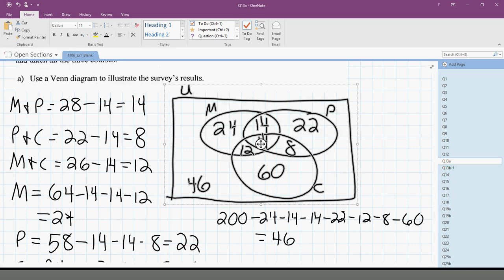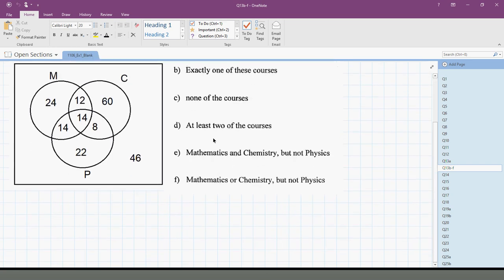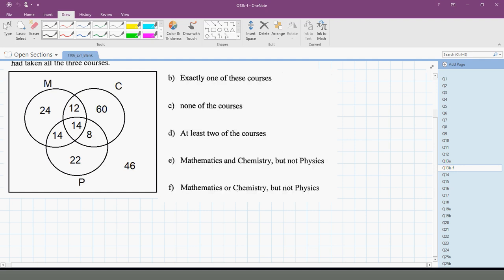For B through F, we're going to copy it and go get all of our information now. So here we got lots of information. Oh, look, they already provided that picture for me. Fantastic. So all we got to do is just answer some numbers. So exactly one of these courses, which numbers are we looking at for that? 24, 60, and 22. You got it. These numbers right there. Add them all up, and you get 106.